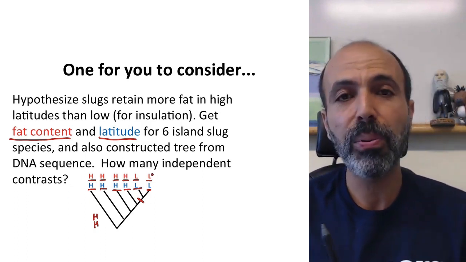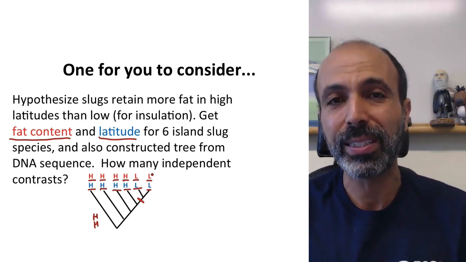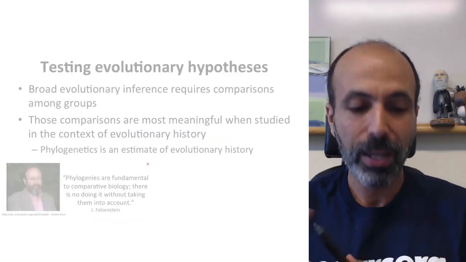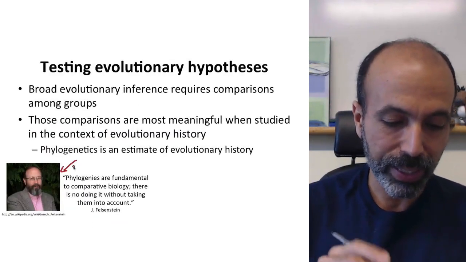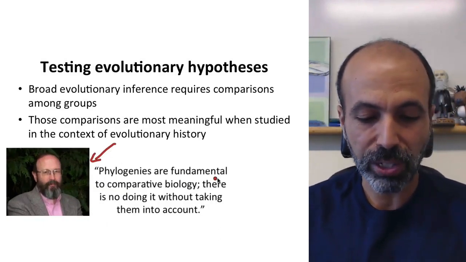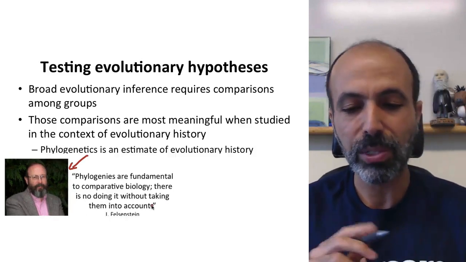Now, this is a very important thing, and evolutionary biologists were a little bit slow to fully accept this until maybe the 1980s, where it was really brought to people's attention by this fellow here, Joe Felsenstein. And he had a great quote in one of his papers: "Phylogenies are fundamental to comparative biology. There is no doing it without taking them into account."